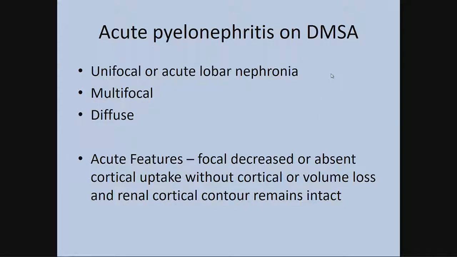What are the different scan features? In acute pyelonephritis, you can have unifocal pyelonephritis or acute lobar nephronia, multifocal or diffuse. And acute features are areas of focally decreased or absent uptake without cortical or volume loss. The renal cortical outline remains intact.